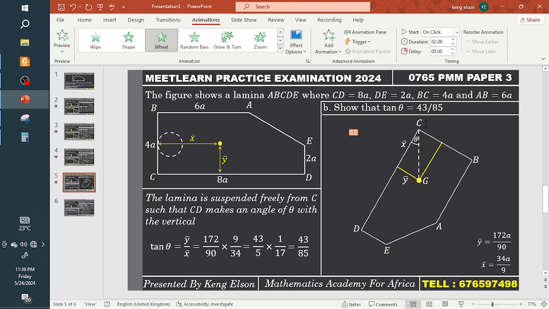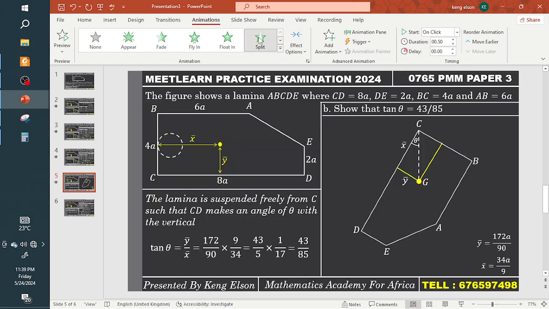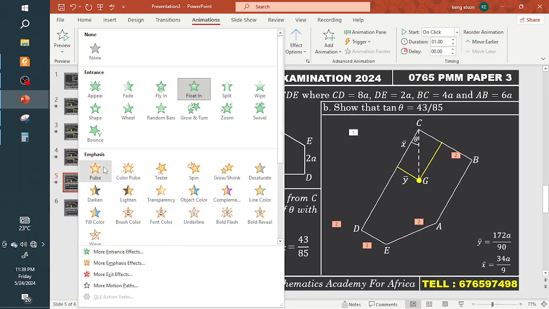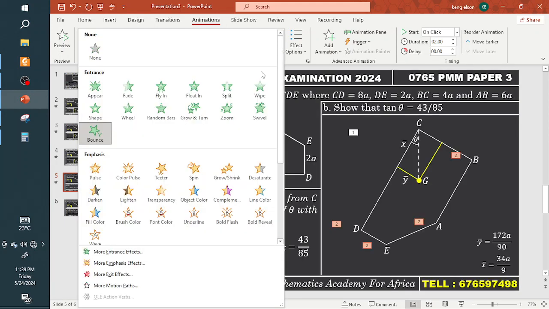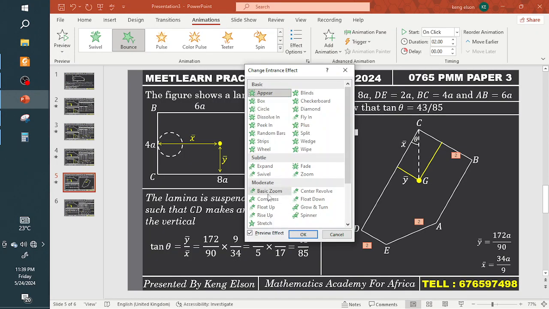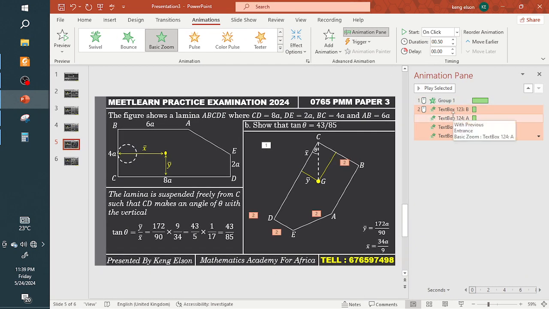After doing this, we now need to place a point B, A, and this also animate the points. The points will just appear or float, or let's see, bounce. No. Let's go to basic zoom. Yeah, better. And the points, boom, you can either put them to appear at the same time or on click, depends on you.